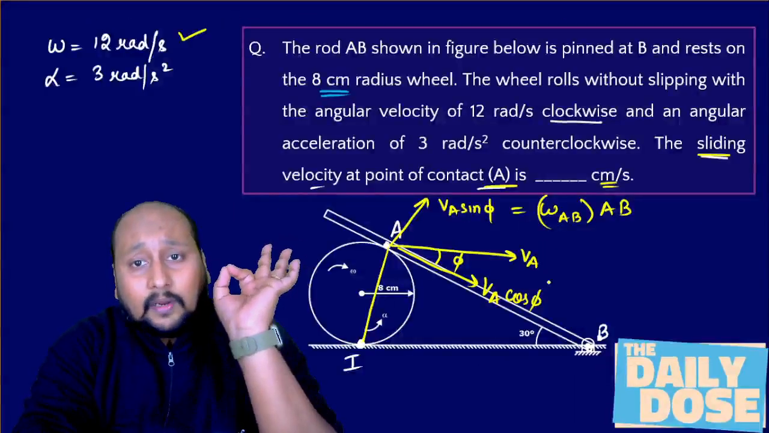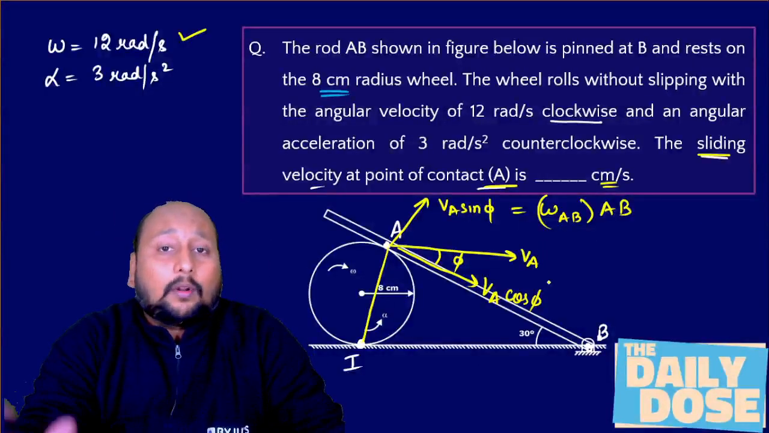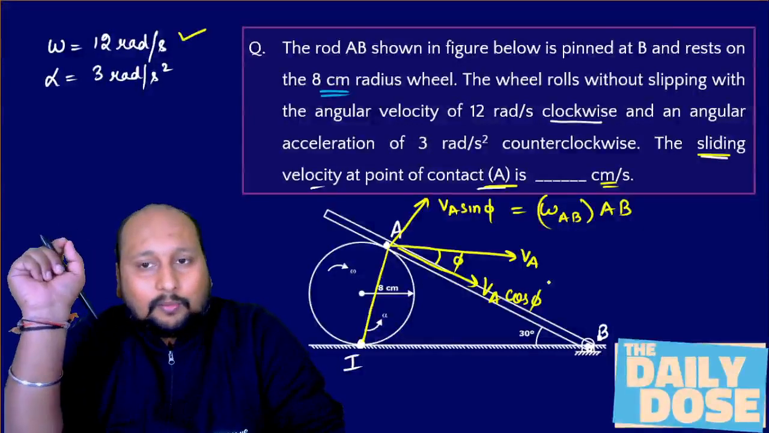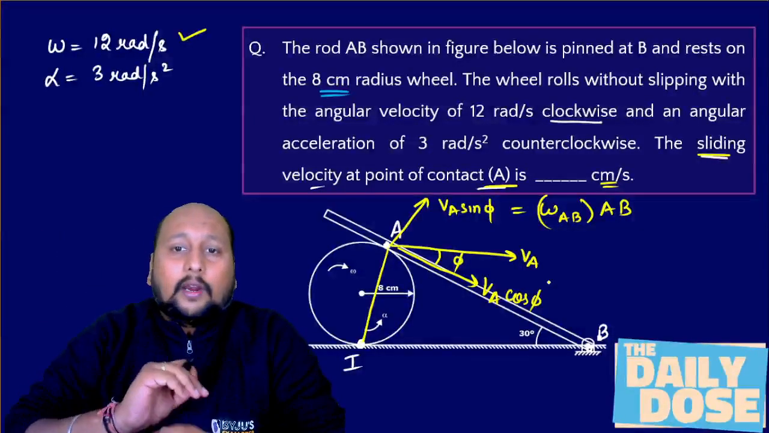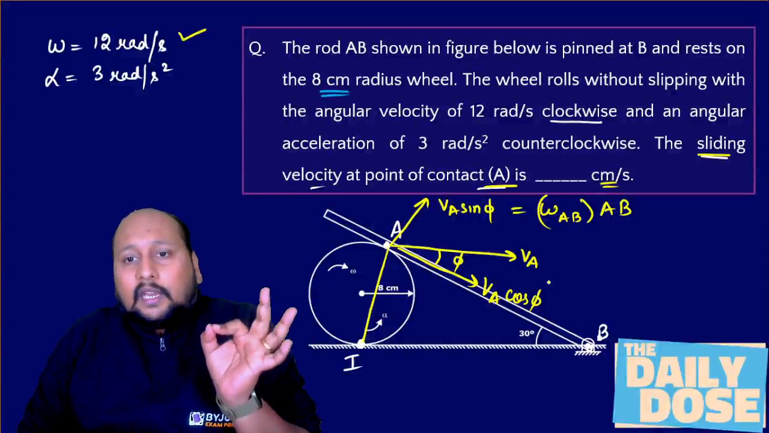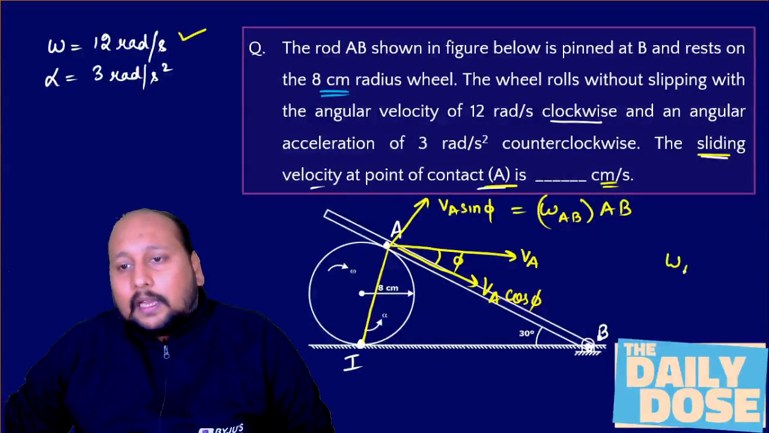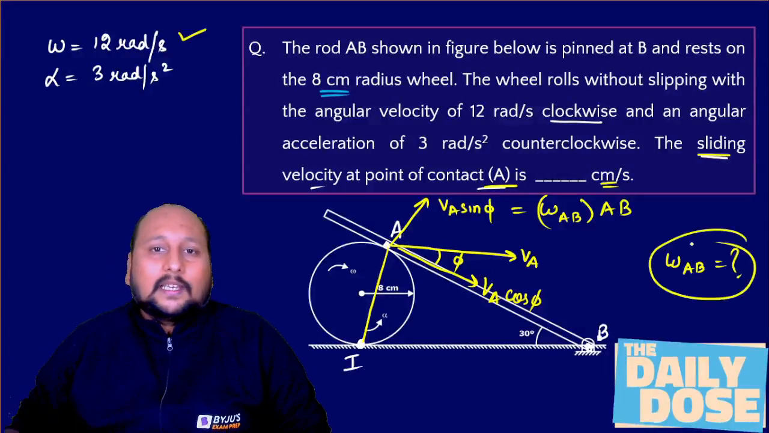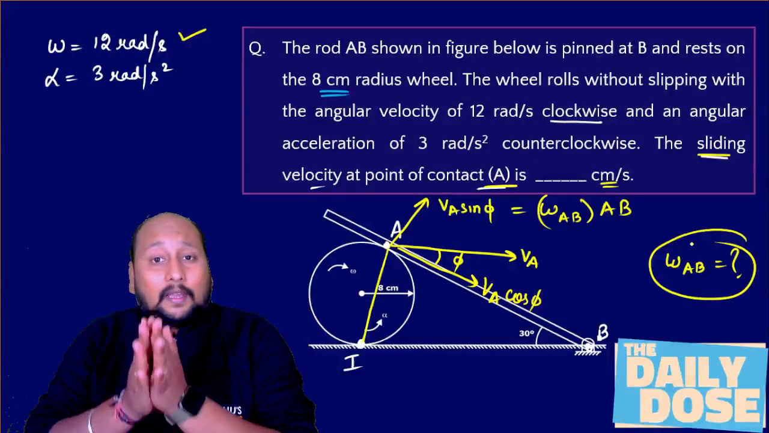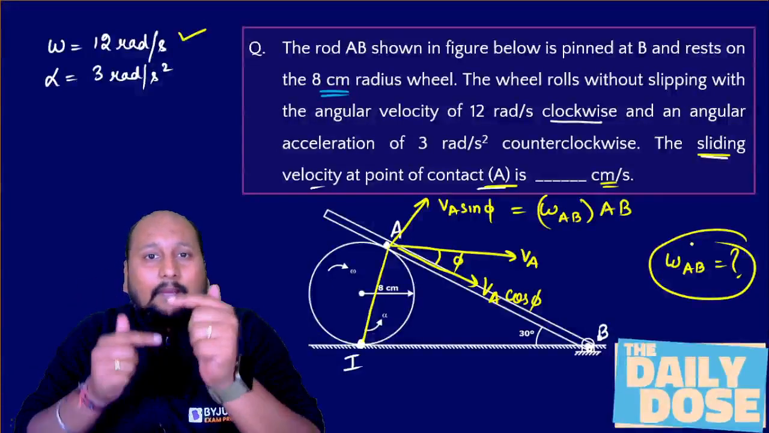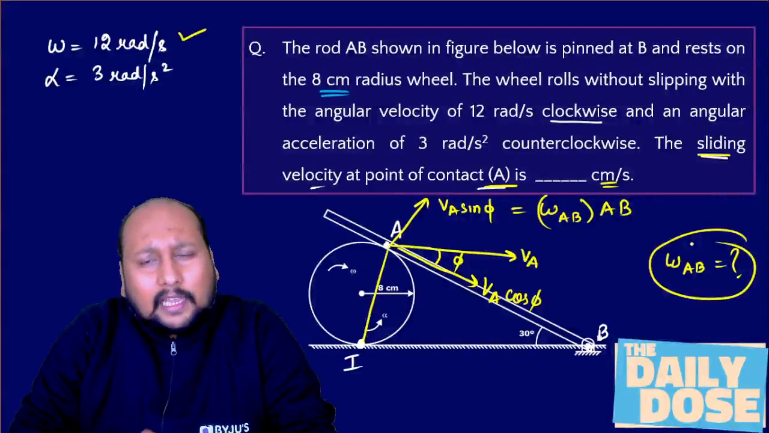Very interesting problem. It is actually checking your concept of rolling as well as the theory of machine concept. I hope you all enjoyed, and you can do one thing. You can take one question as homework and tell me what will be the angular velocity of this link AB. You can tell me in the comment section. Please try to understand, because these types of questions are frequently repeated in the GATE examination.